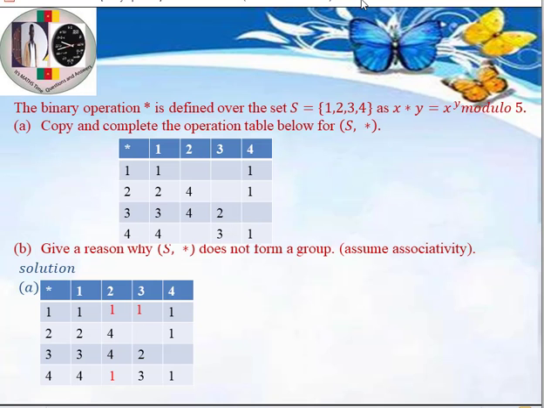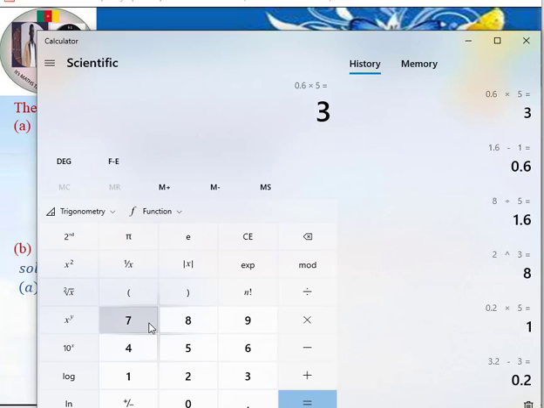So the remainder will be remainder 3. Okay, the next number we are going to look for is this space here, 3 power 4. We are going to use our calculator again. Let me punch maybe for the last time. 3 power 4 equals to 81.